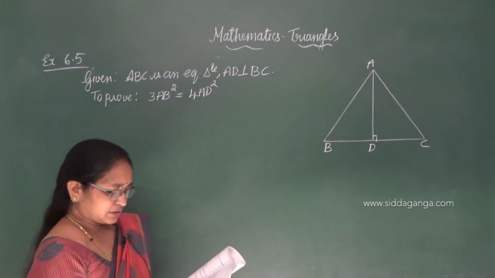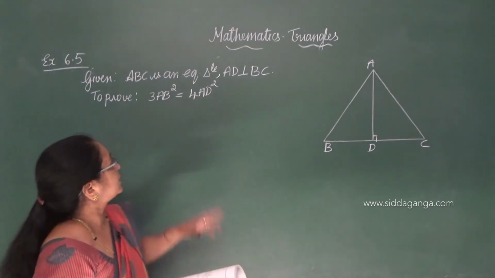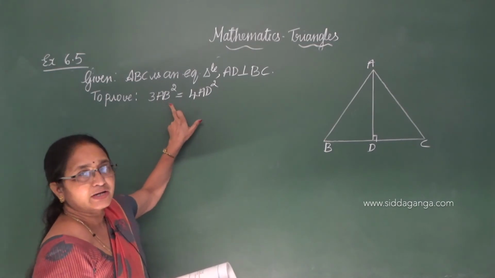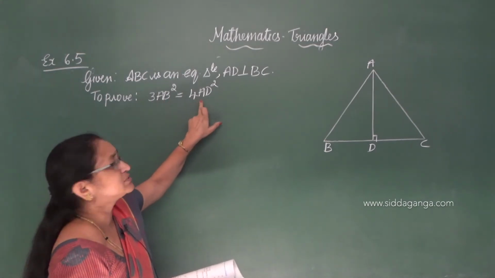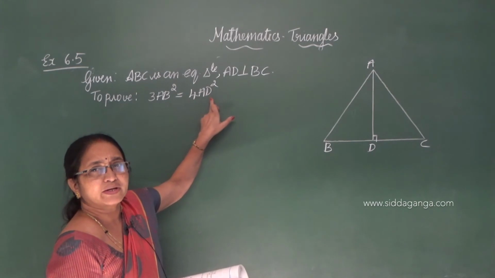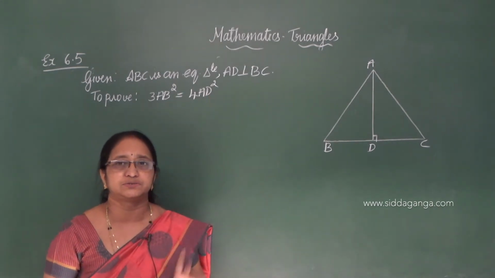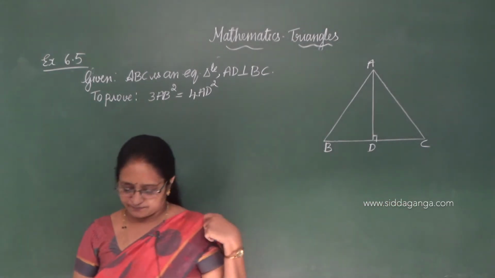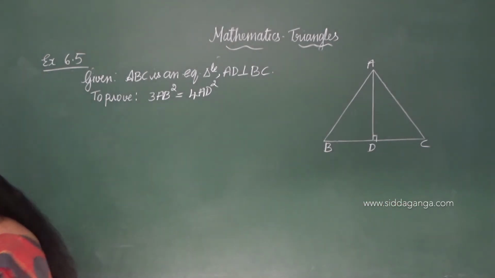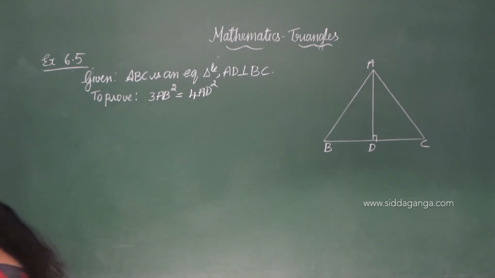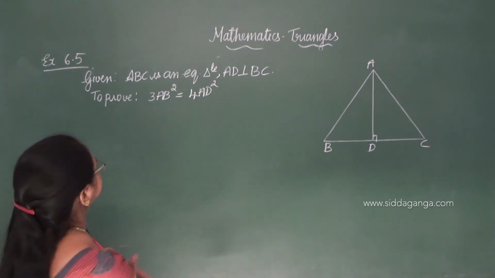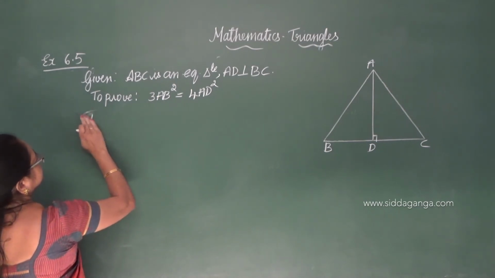See here, 3 times the square of one side of a triangle is equal to 4 times the square of its one altitude. Altitude here is AD, correct? Okay, now let us try to prove. Proof.